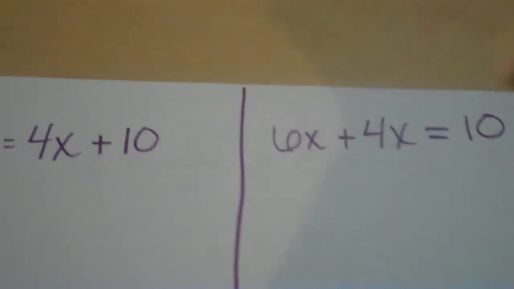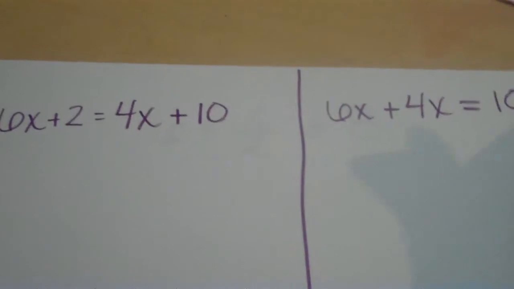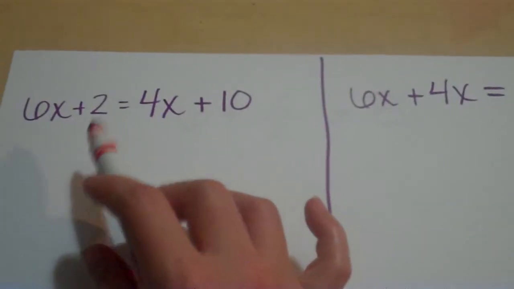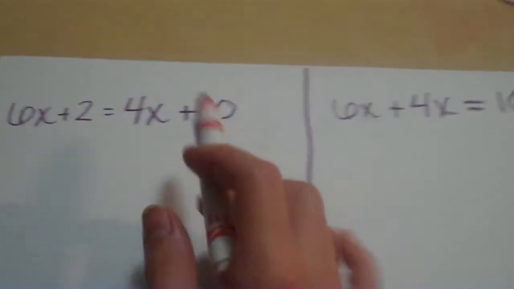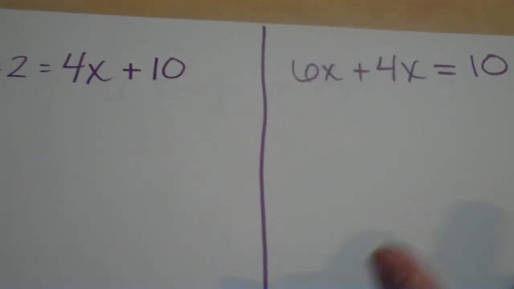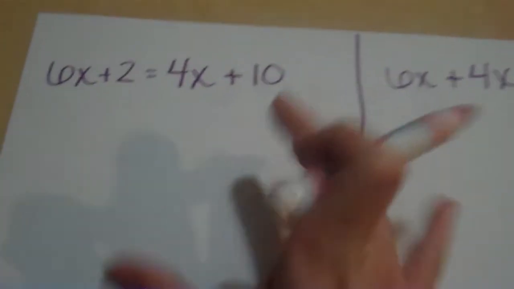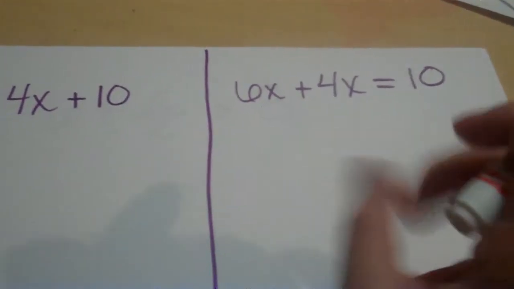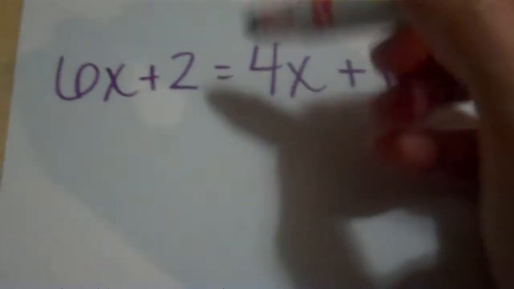Alright, so I'm going to put these two questions side by side because I'm going to explain something. So this says 6x plus 2 equals 4x plus 10. And this says 6x plus 4x equals 10. And I guess for some people I didn't really explain this thoroughly, so I want to make sure. Okay, so these problems look similar, have similar numbers. But here the x's are on opposite sides, and here the x's are on the same side. So I'll show you the difference between the two. So let's start with this one. We draw our line.